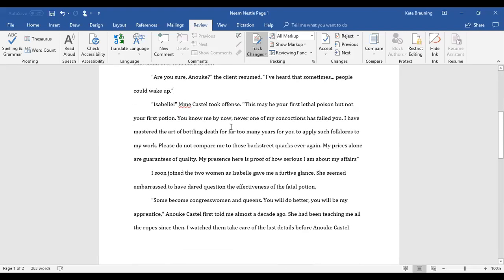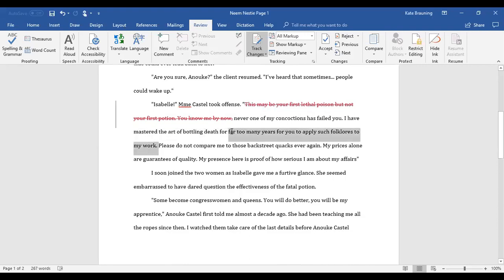How you get the room to do that, I think, is by thinning down some of this conversation. So I think this, for example, could be cut entirely. "Never one of my concoctions has failed you" tells us it's not her first potion, and that she knows her by now, and that they have a long and semi-trustworthy relationship.